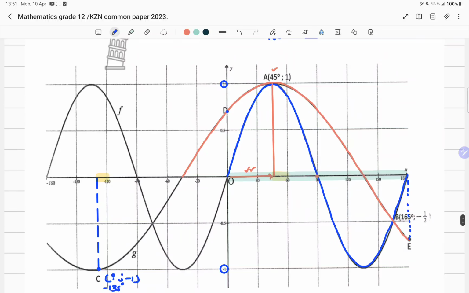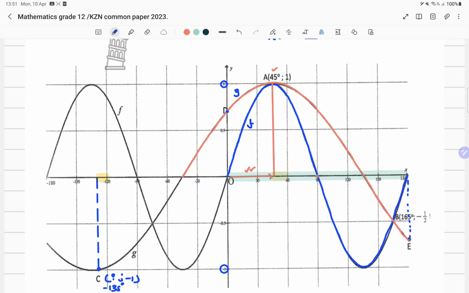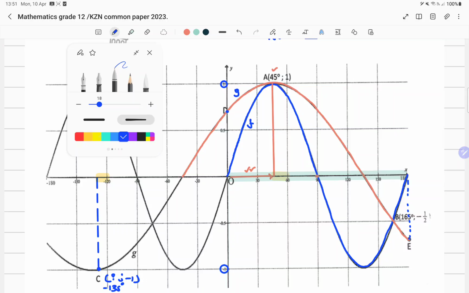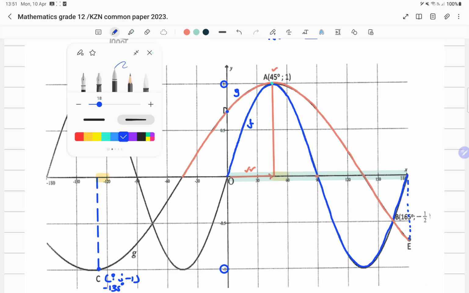So where does it happen? The graph of g, as you can see, this is g, right? And then this is f, right? And then we can almost tell that, look, the graph of f from 0 is already above the graph of g until this point where they are equal. Okay?